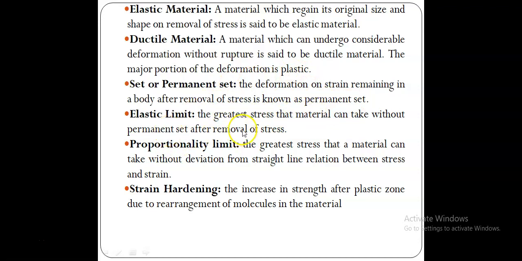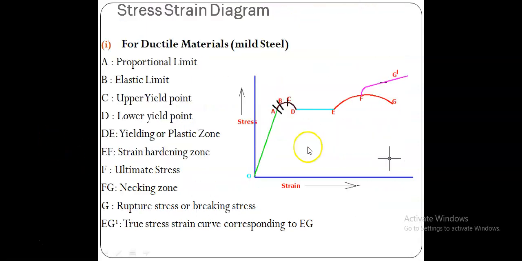Next, elastic limit: the greatest stress that a material can take without permanent set after removal of stress. Yes, you see that. So this is the greatest stress at B. Let us take the point B. This is the greatest stress at the elastic limit, up to which if you remove the load, the strain becomes 0. So beyond B, what happens? If you remove the load, the strain may come down and stop here. There will be some permanent set.